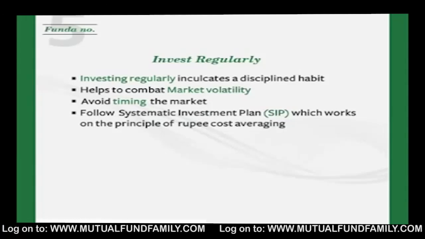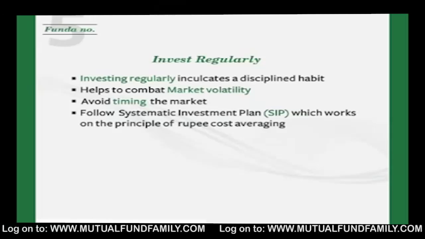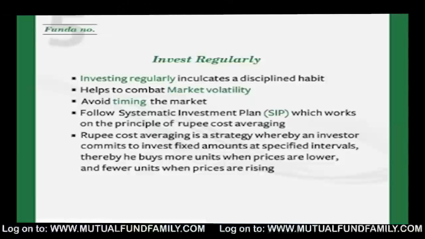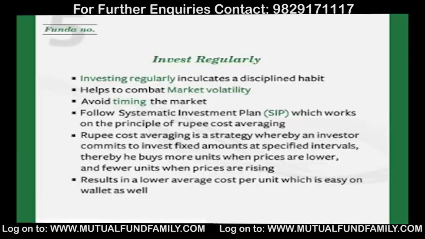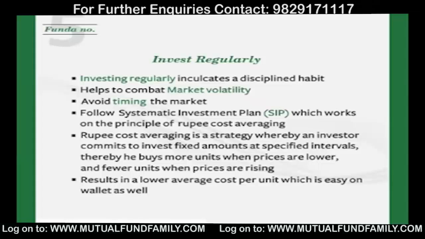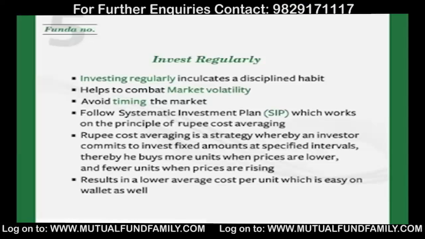This can be done through Systematic Investment Plan, SIP, which works on the principle of rupee cost averaging. It is a strategy whereby an investor commits to invest a fixed amount of money at specified intervals. This ensures that he buys more units when the prices are lower and fewer units when prices are higher. However, over a period of time, these market fluctuations are averaged, and average cost of investment is often reduced.